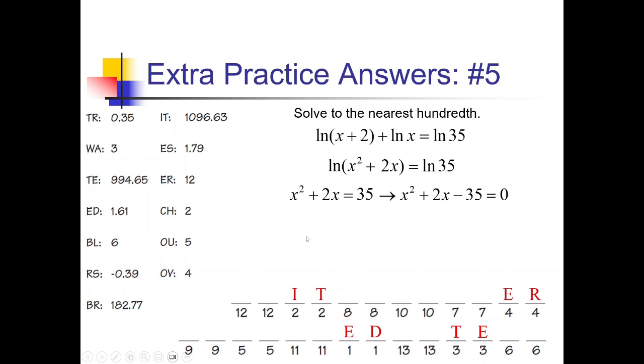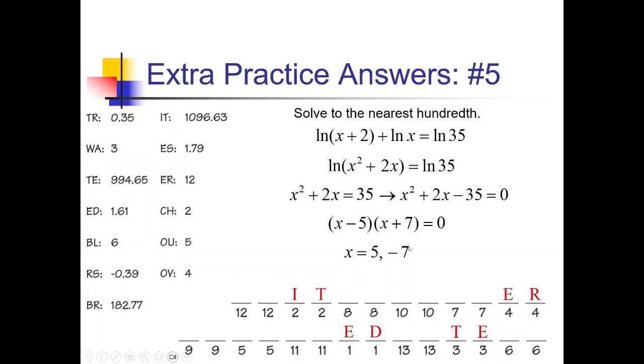So I'm going to rewrite this then as x minus 5, x plus 7. Setting each of these equal to 0 and solving, we have x equals 5 for that first one, and then negative 7 for the next one. Now, just to double check, because I always have to do this when I solve a log equation, if I plug 5 back in, that's not causing me to take the log of a negative or 0, so that's okay.